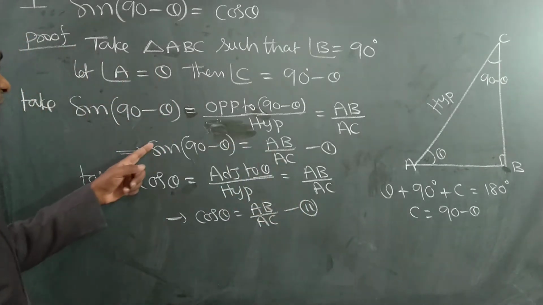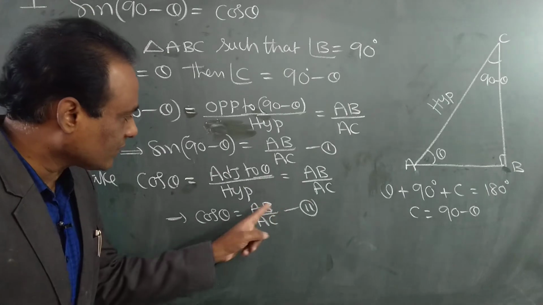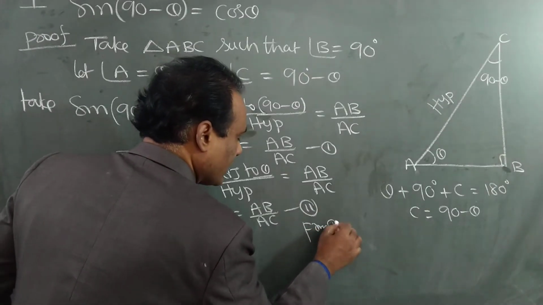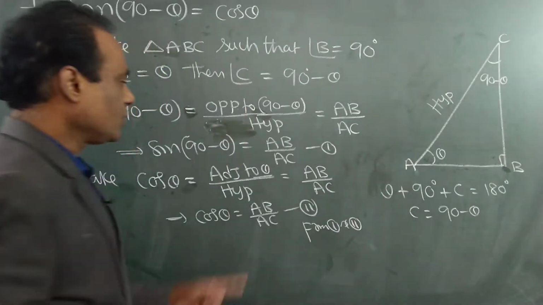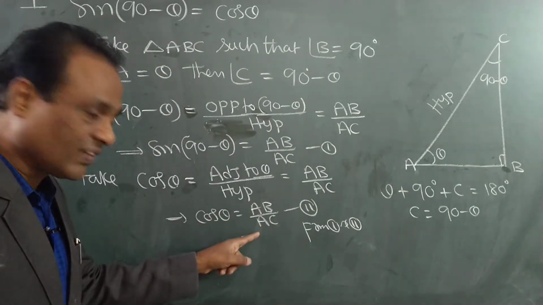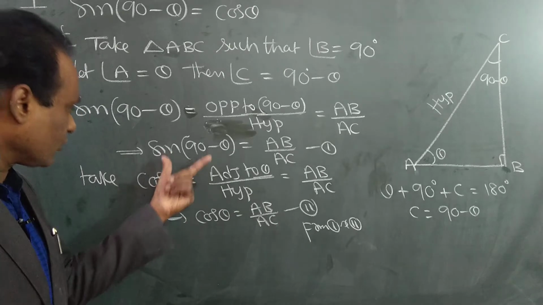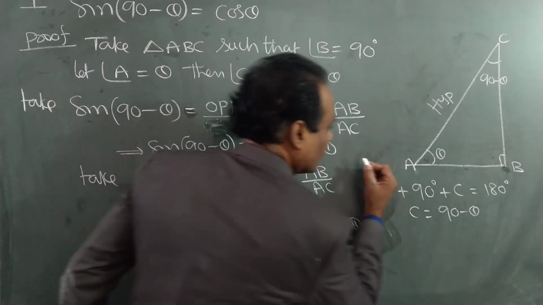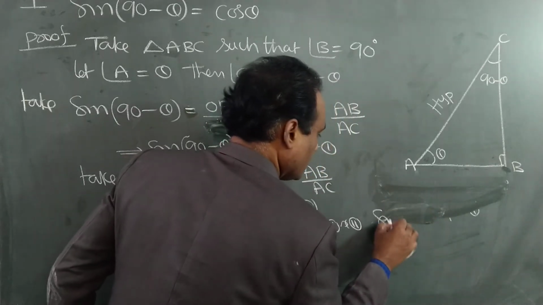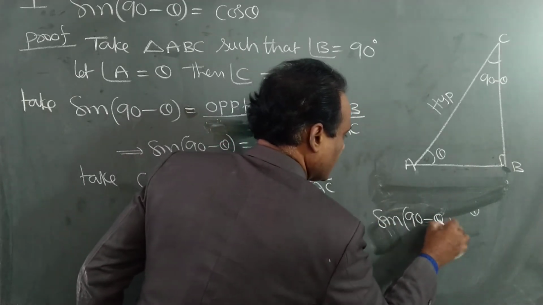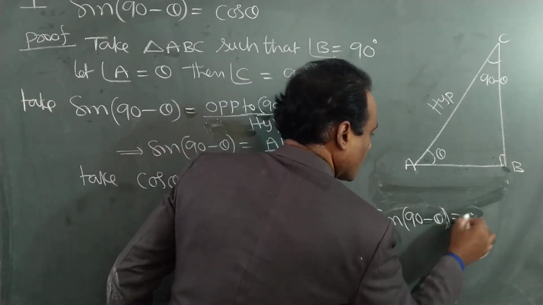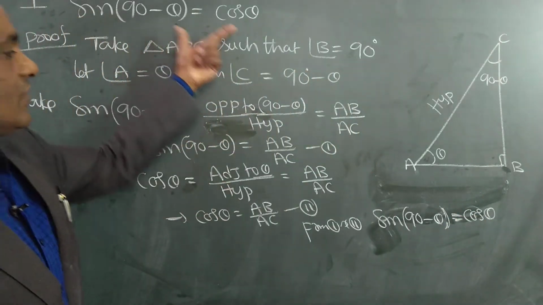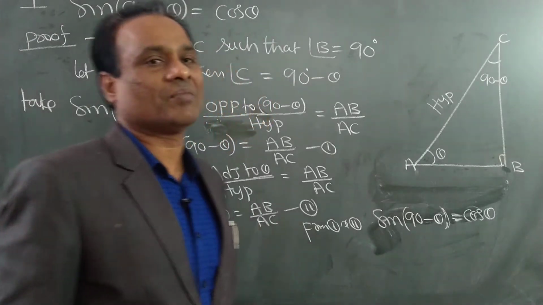What is the conclusion from 1 and 2? This is AB by AC, this is AB by AC, both are equal. So sine 90 minus theta is equal to what? Cos theta. Proved. This is the formula you have to remember.